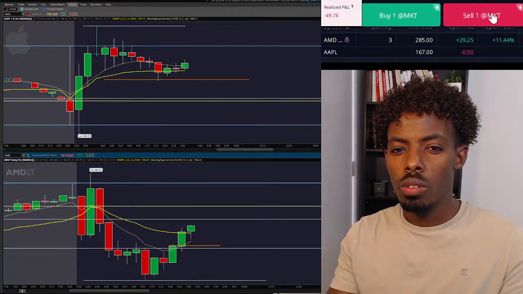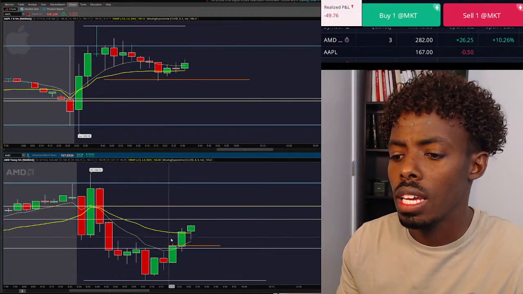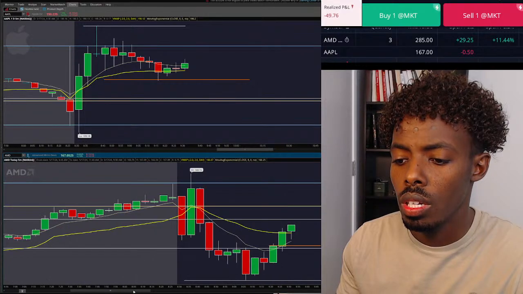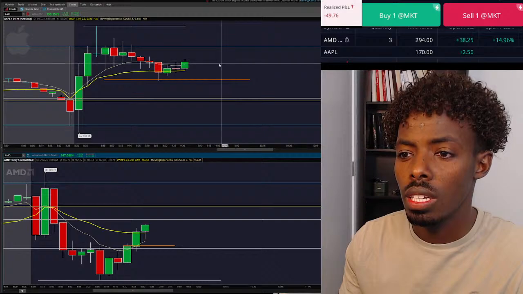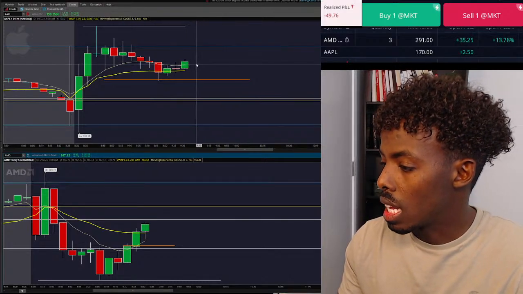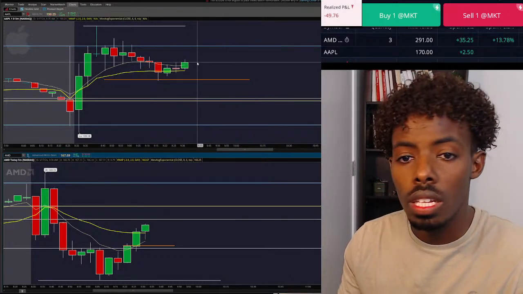I want to hold these three. I think AMD has more running to do. I'm gonna allow the stop loss to slowly just follow AMD. Apple, nothing special right now.